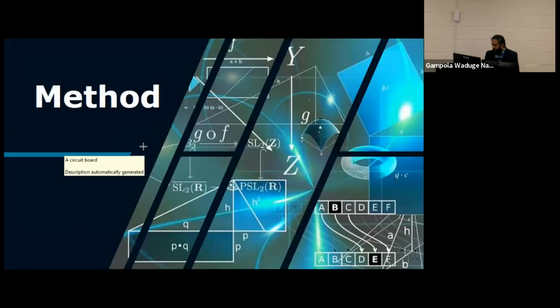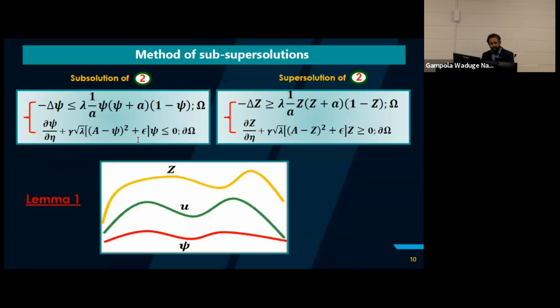All right, I want to give you a rough sketch of the proof of theorem 1 today. For that, I'm going to use the method of sub and super solutions. So let me first introduce the definitions of sub and super solutions. Any function psi satisfying these two inequalities is called a subsolution. And of course, if one of these inequalities is strict, it's a strict subsolution. And any function z satisfying these two inequalities is called a super solution. A strict super solution is understood in the same way.